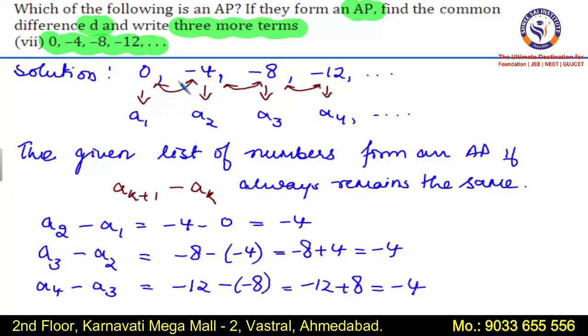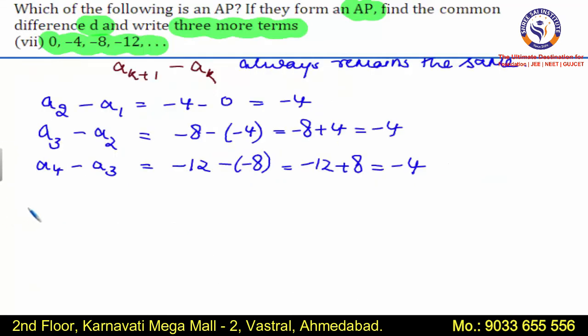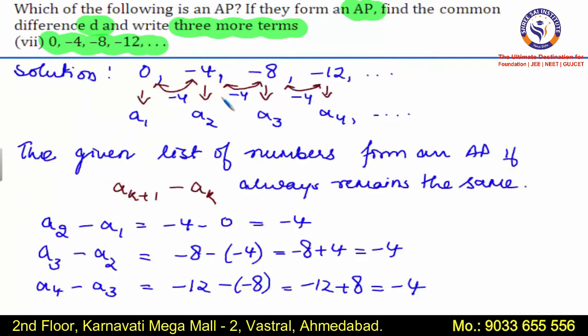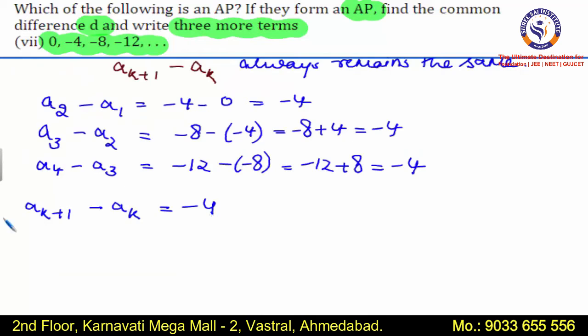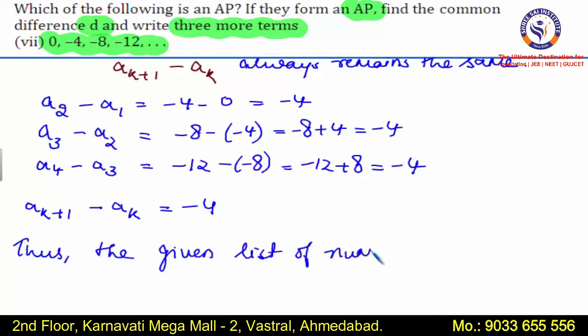Thus we see that the difference between any two terms is minus 4 and hence we can say that A(k+1) minus A(k) is equal to minus 4. That is, the difference of any term from its succeeding term is always the same, which is equal to minus 4, and thus the given list of numbers form an AP.